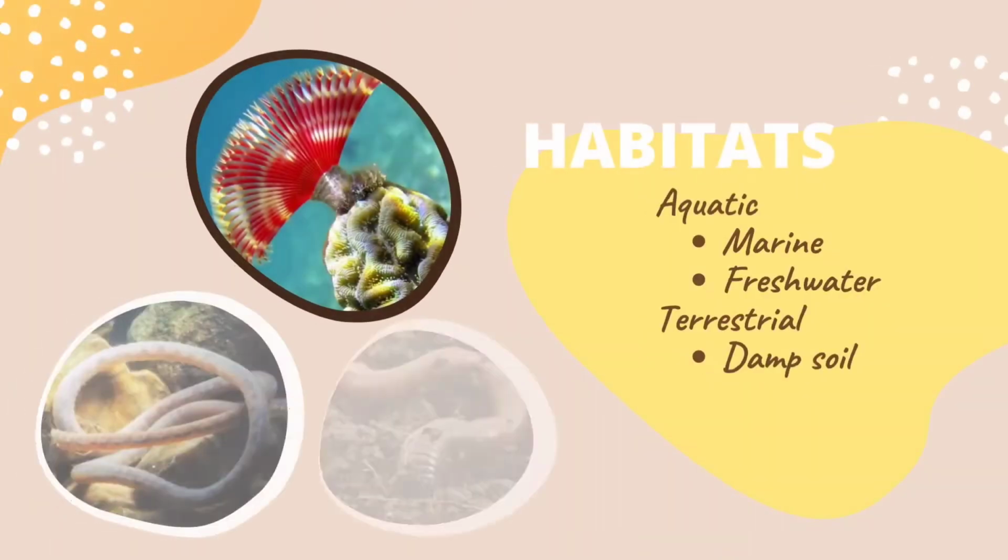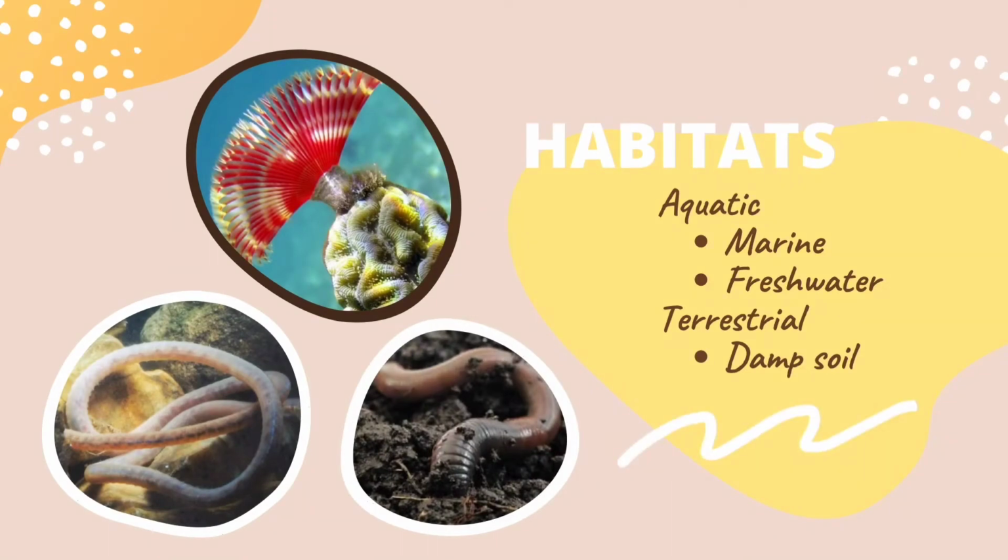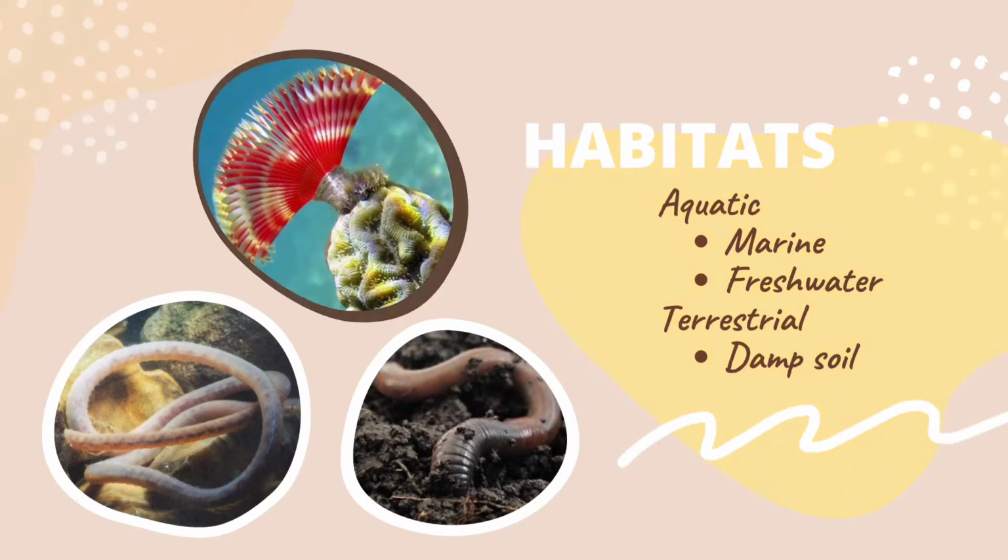Next, where do these annelids live? There are two types of environments they can live in. First, aquatic, and second, terrestrial. Aquatic such as marine and in freshwater. Freshwater is any naturally occurring water except seawater and brackish water. Freshwater is water that has low concentration of dissolved salts and total dissolved solids, while marine is waters that have a high salt content. Second, terrestrial such as damp soil.